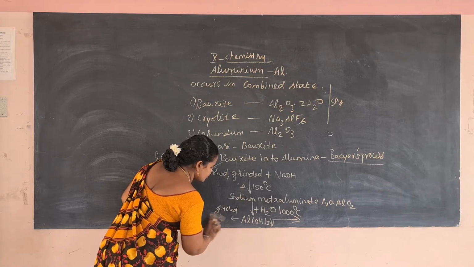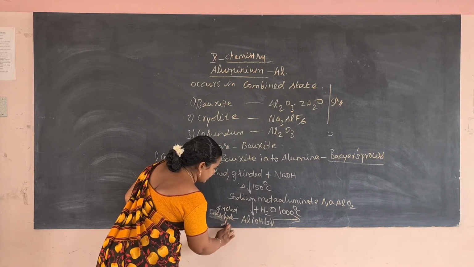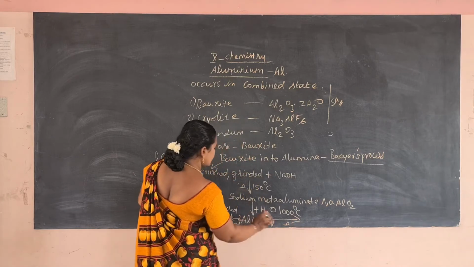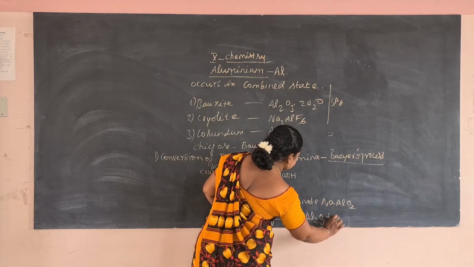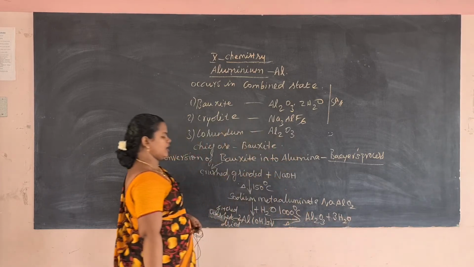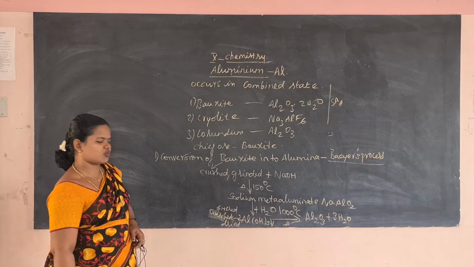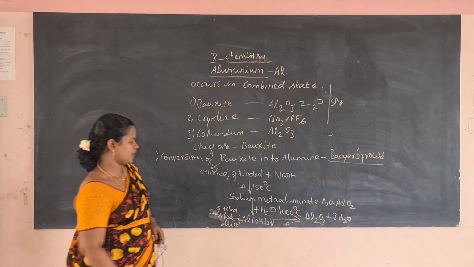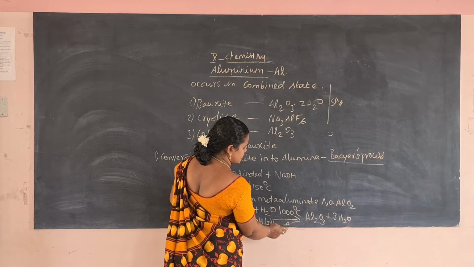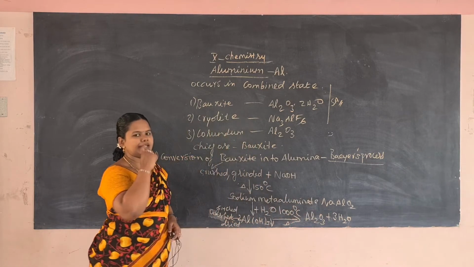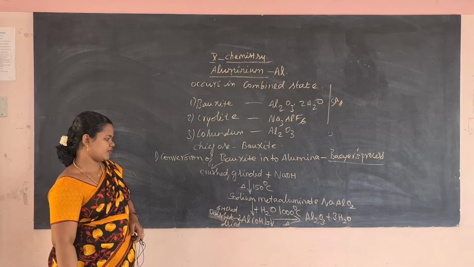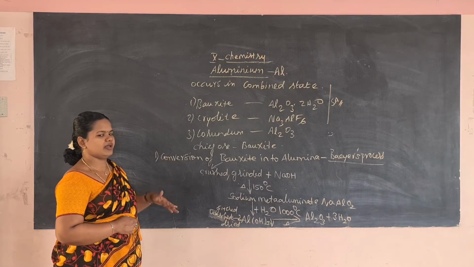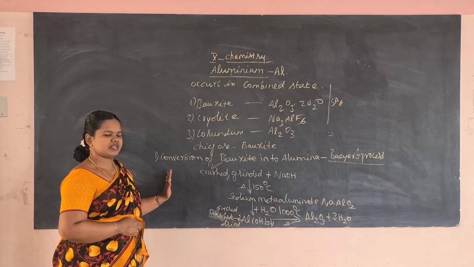washed and then dried, and then it is ignited, that is heated, at 1000 degrees C. It forms pure alumina. So here this precipitate is ignited at 1000 degrees C and heated to form pure alumina. That is the first step, the conversion of the bauxite into alumina using this Baeyer's process.